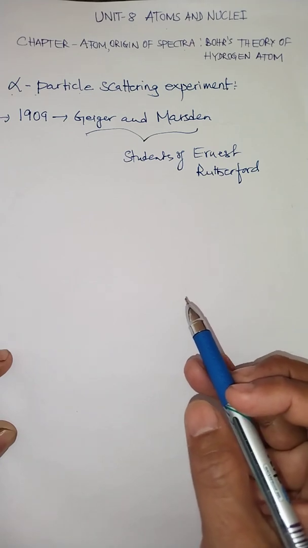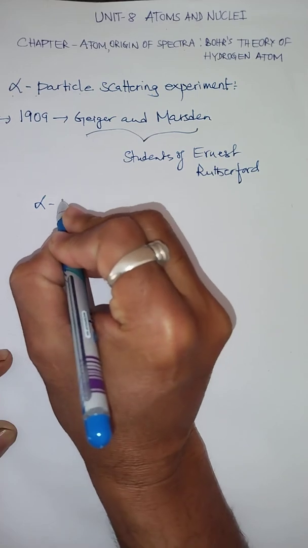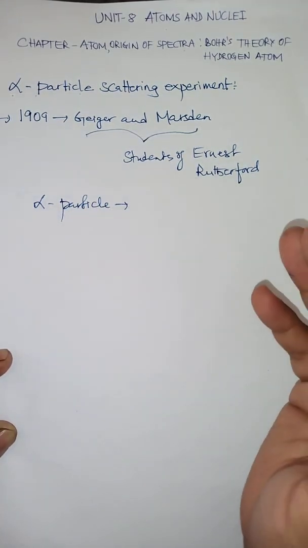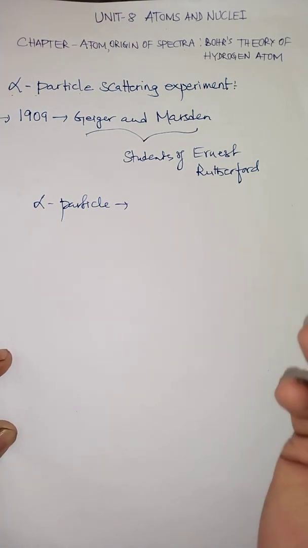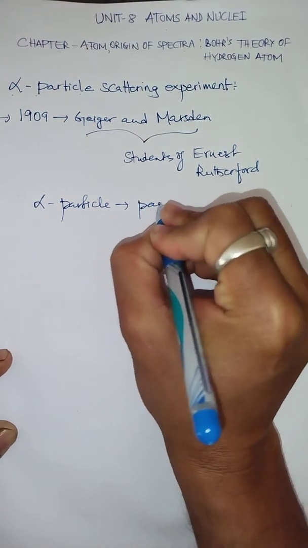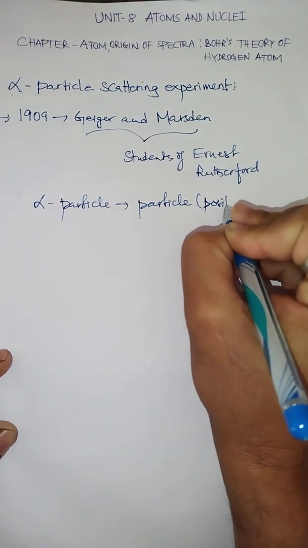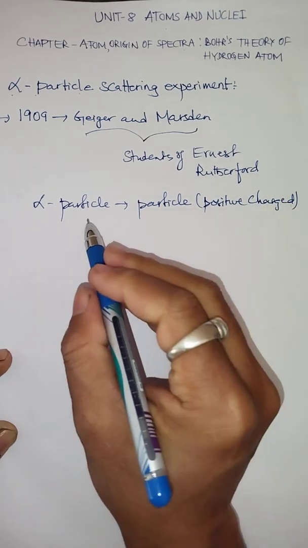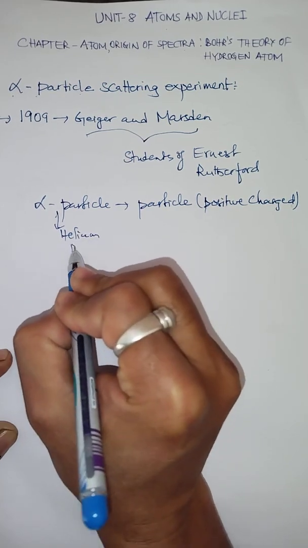Now, to understand the scattering of alpha particles, the question arises: what is an alpha particle? An alpha particle is one of the particles in the ray known as alpha ray, which is emitted from radioactive elements. It is a positively charged particle, and basically this particle is also called a helium nucleus.